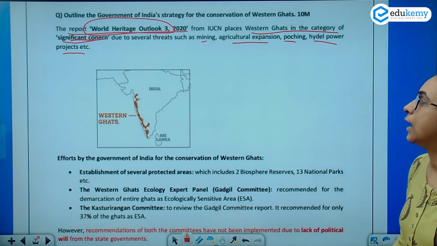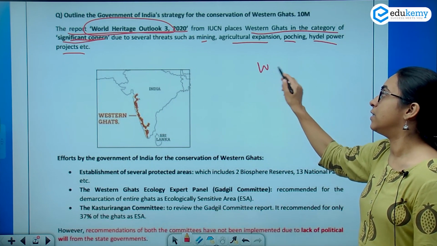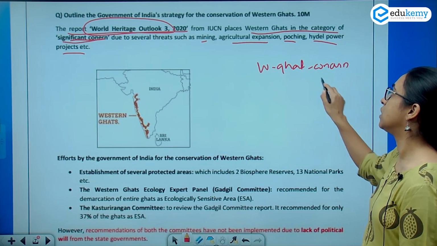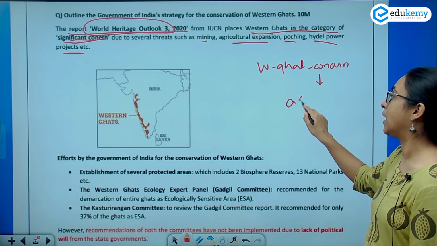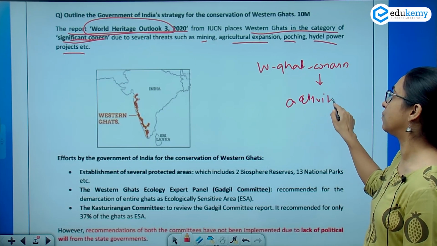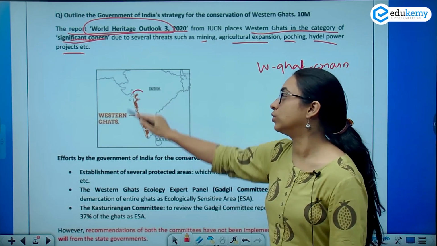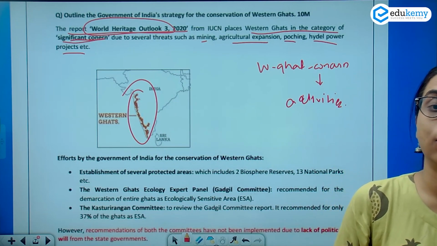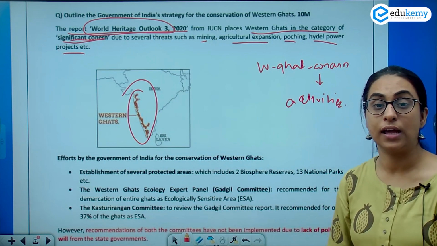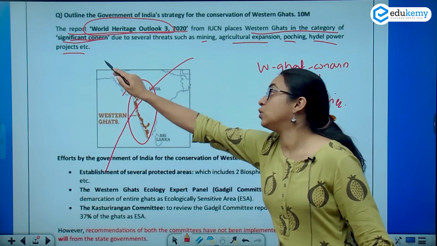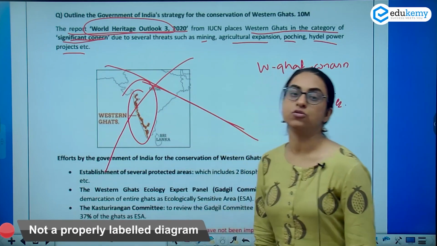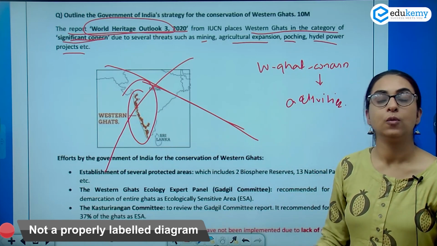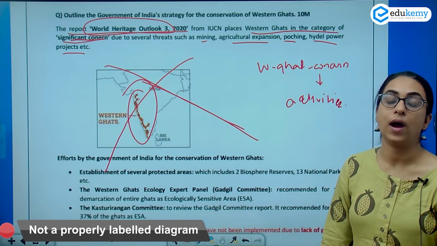So what we have said is that yes, Western Ghat is an area of concern, because of our activities, the activities that have been mentioned, and then you can show the diagram of the Western Ghat. Okay. Now we'll come to the main point, but this type of diagram will not help you because it is not well labeled. So don't try to attempt this type of diagram. We will see in details what more can you add in your diagram.